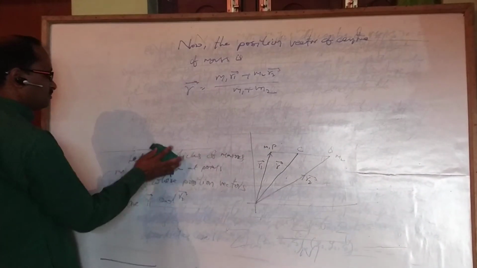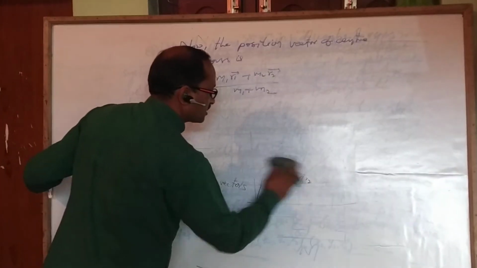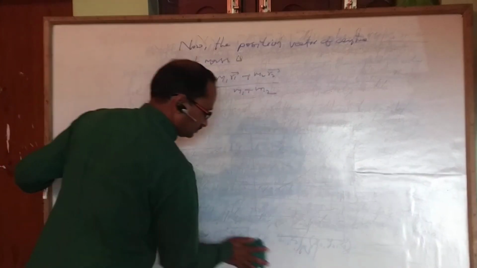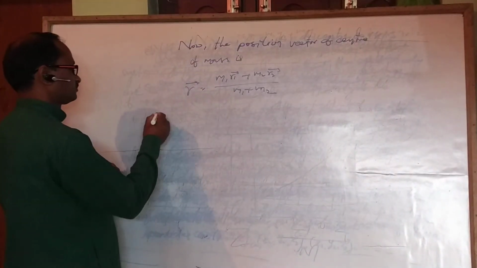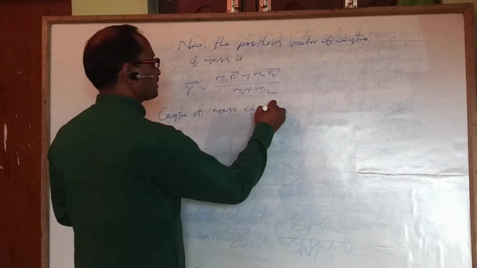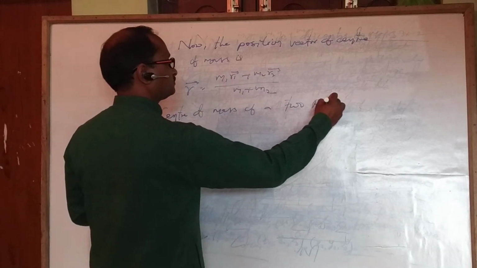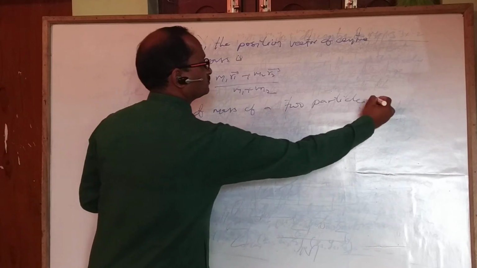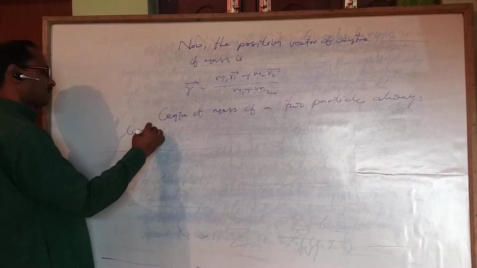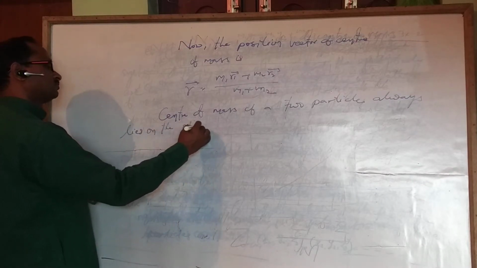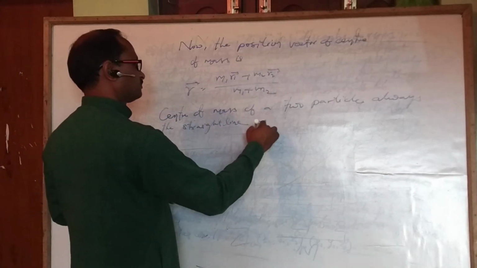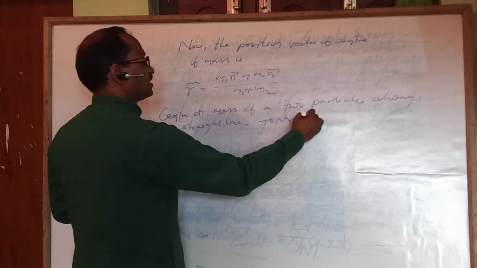Center of mass of 2 points lies on the straight line joining the points. Center of mass of a 2-particle system always lies on the straight line joining the particles.